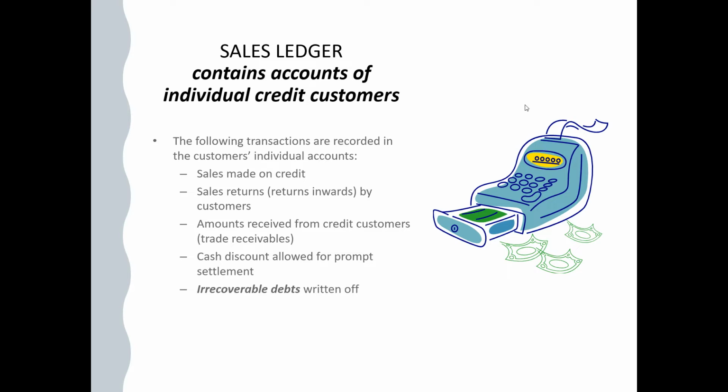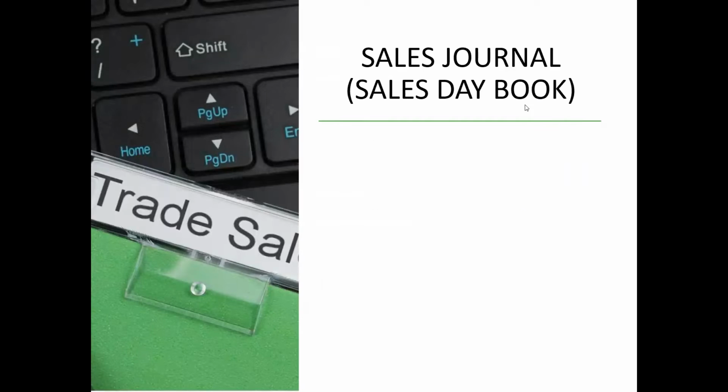The other thing we might have to enter into a sales ledger account is something called an irrecoverable debt. So if the customer doesn't pay us and we've failed to collect the money, perhaps because they've gone into receivership, they've gone bankrupt, then we sometimes need to write the debt off. And that will be dealt with in a separate session on the general journal. Okay, so the key thing is that the sales ledger does not record cash sales.